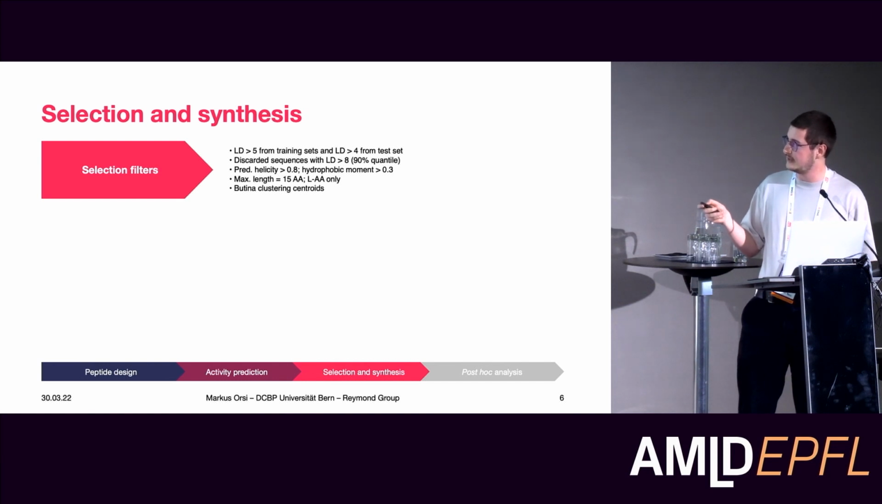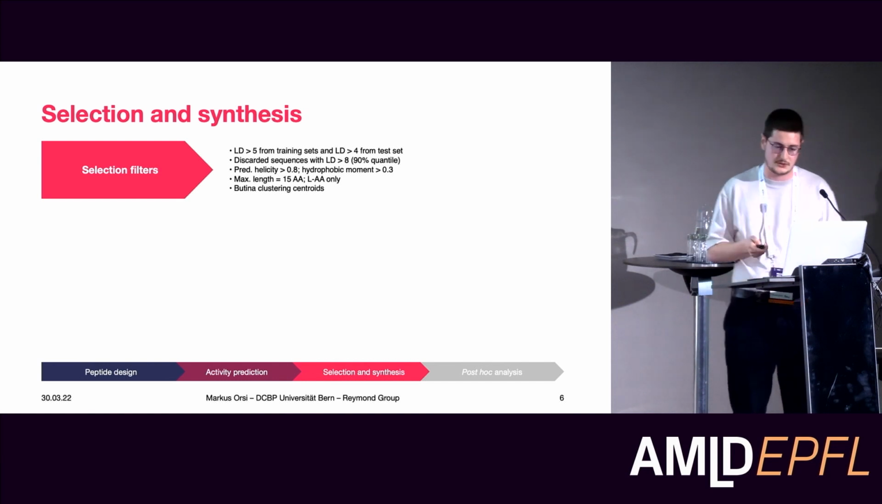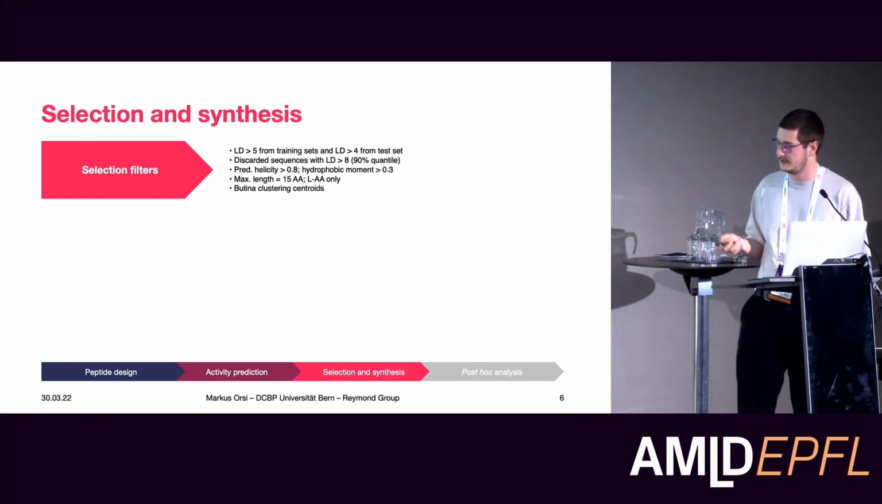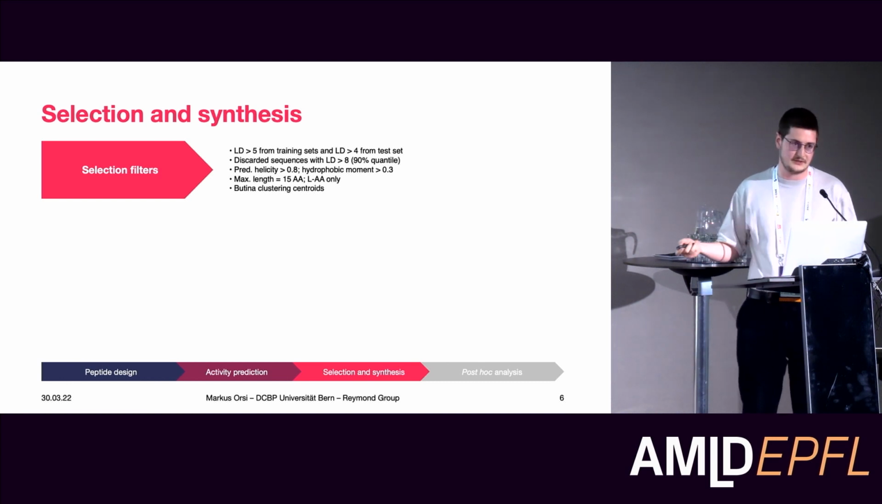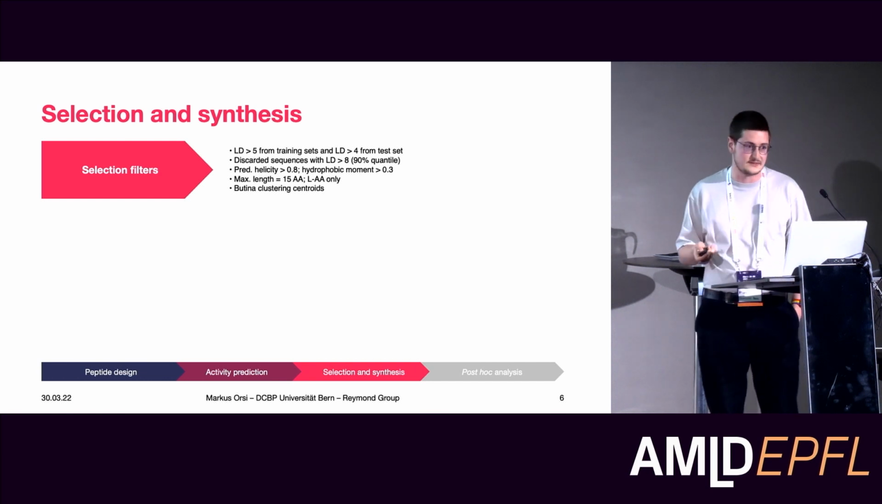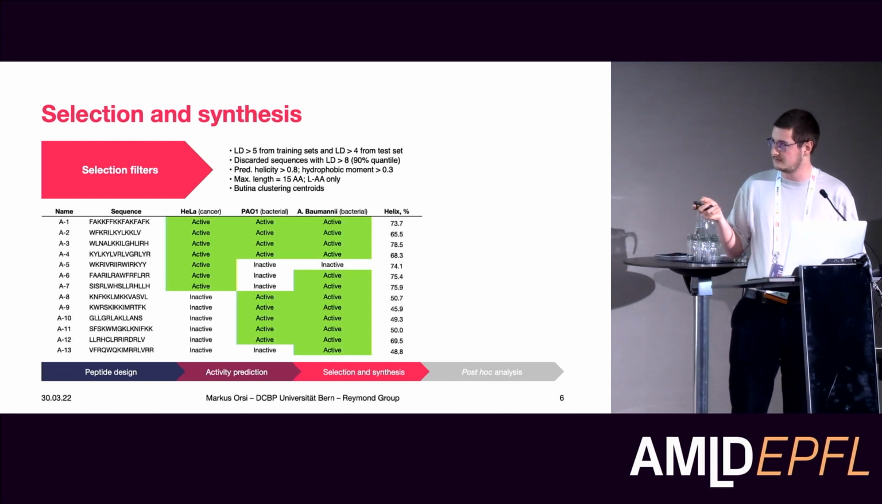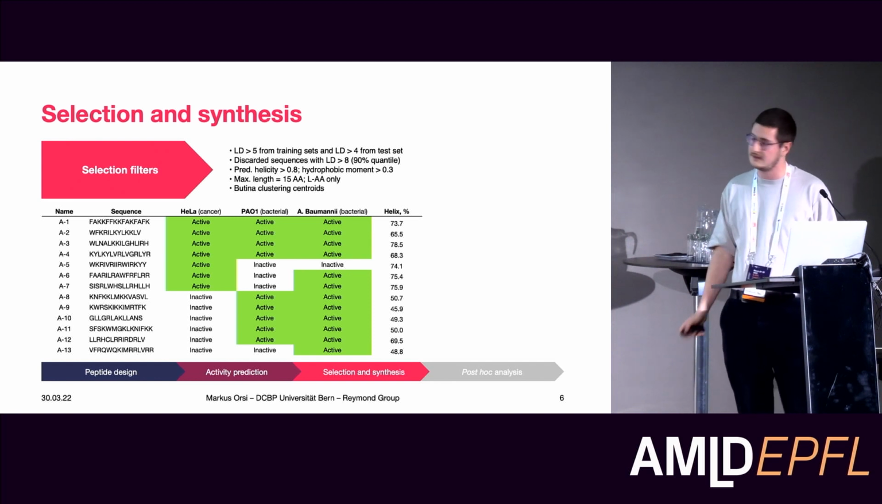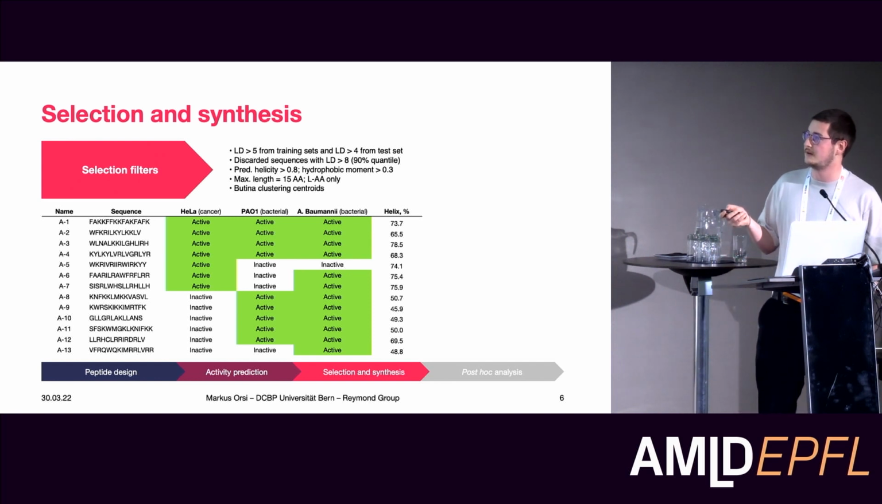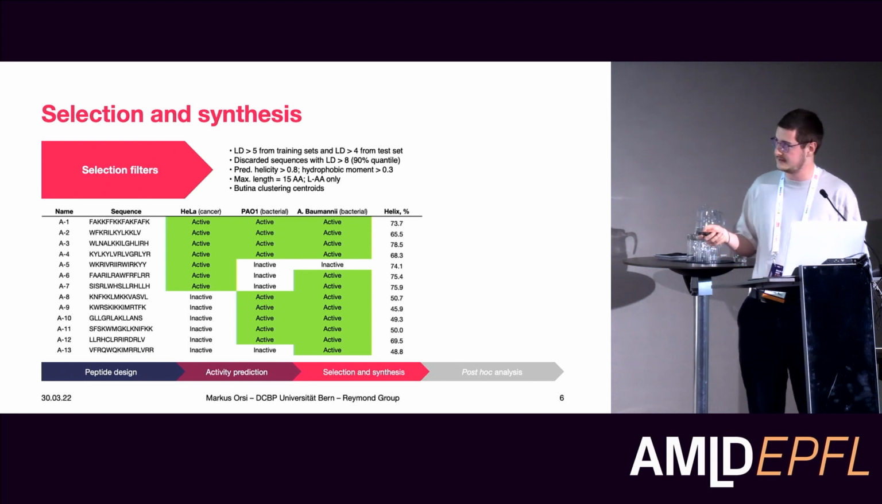After all these filters, we ended up with 202 sequences, which we clustered using the Butina algorithm. We obtained 14 clusters, and we selected for synthesis the 14 centroids of the clusters, but the synthesis of one didn't work. But here you actually see the experimental data of our synthesized sequences. These are not the predictions, this is the actual experimental data, and you can see that for cancer cells, we already have 7 out of 13 sequences that are active against these HeLa cells.